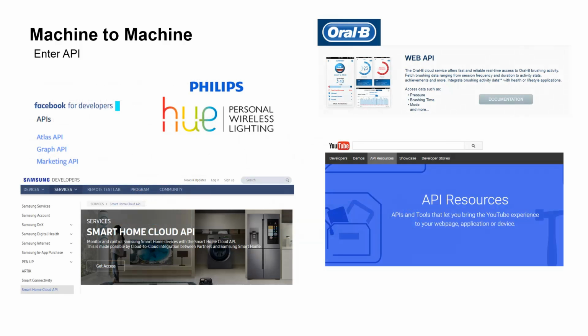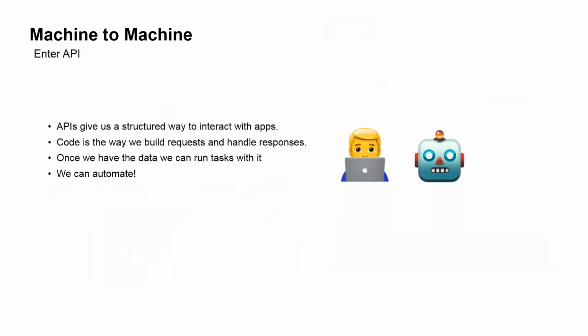So we're seeing APIs everywhere, not so much on networking kit. APIs give us a structured way to interact with the software on devices, with applications, and code is the way that we build the requests and handle the responses that come back from the applications. Once we have this data, we can run tasks on it. You send a request, you get the data back, and then you can do some other tasks off the back of that. If you get response X, you can do Y. If you get response A, you can do task B. So essentially that's automation.